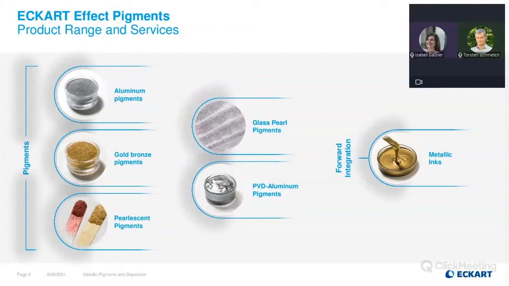Our product range includes, in general, aluminium pigments, gold bronze, pearlescent pigments, glass pearl effect pigments, as well as PVD aluminium flakes. And as a forward integrated company, we also offer metallic inks as finished products ready to use as part of the development of all the flake products.